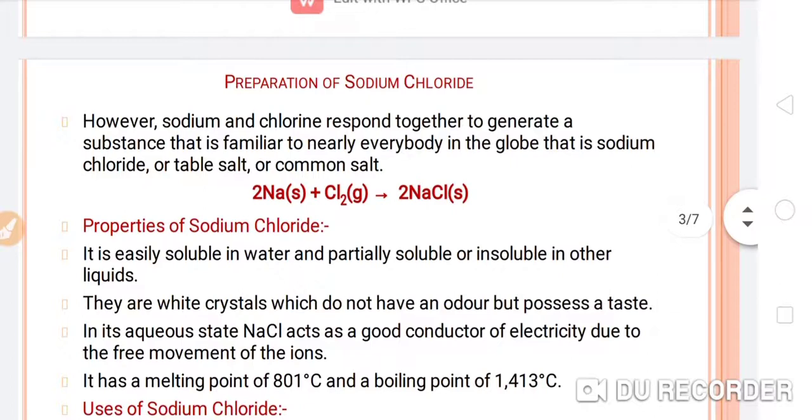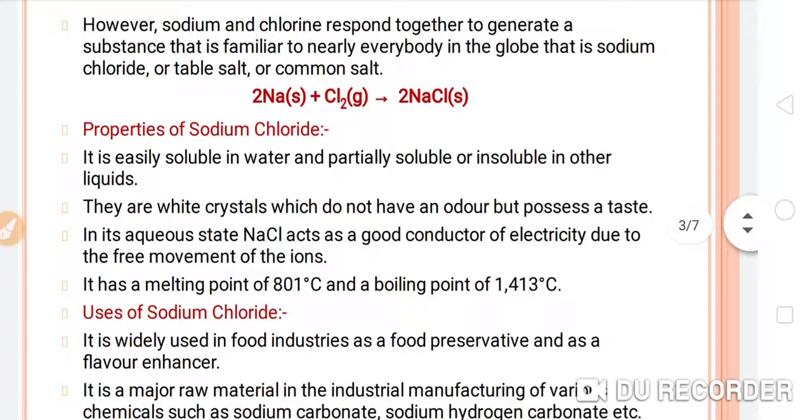Now next, preparation of sodium chloride. How can we prepare it? When sodium and chlorine react with each other, they generate a substance that is familiar to nearly everybody in the world, that is sodium chloride, or table salt, or common salt. These all are its respective names.